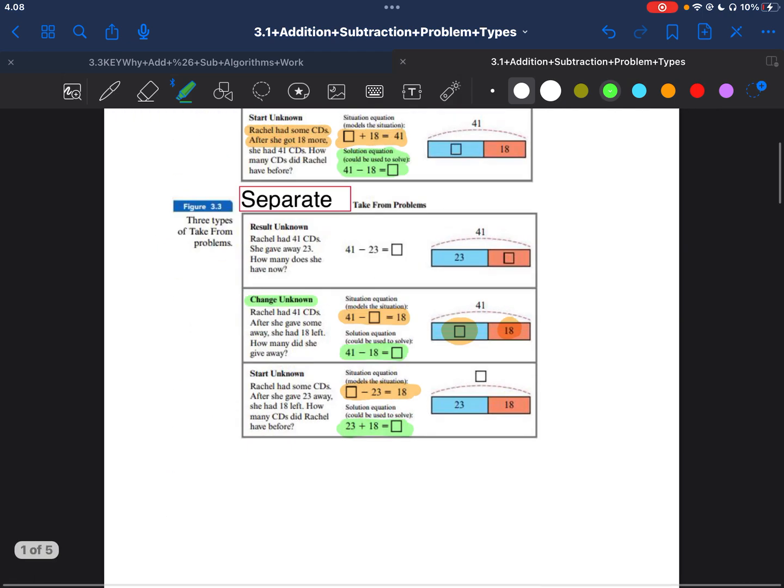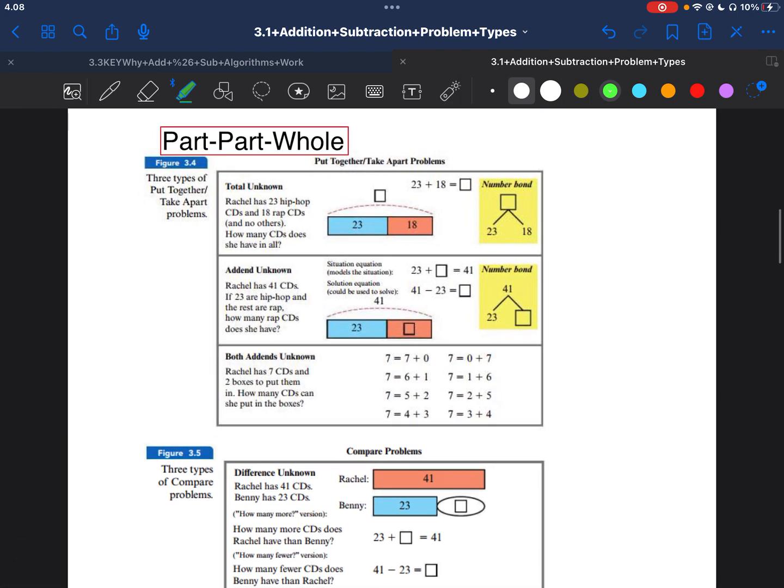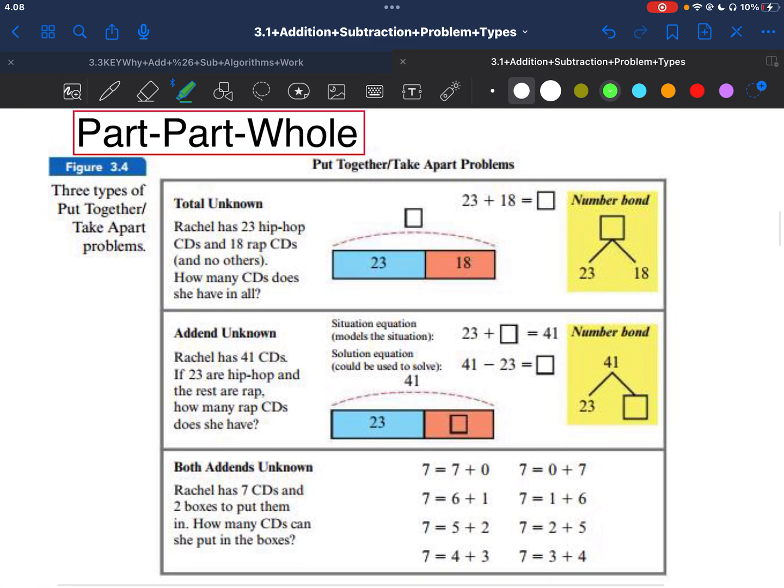Okay. All right, so now we go to part whole. We have two types: put together or take apart problems, and compare problems. So let's dig into the put together or take apart problems. We have the total unknown, the add-in unknown, and then the both add-ins unknown. Okay, total unknown. Here's the example: Rachel has 23 hip hop CDs, 18 rap CDs, and no others. How many CDs does she have in all?